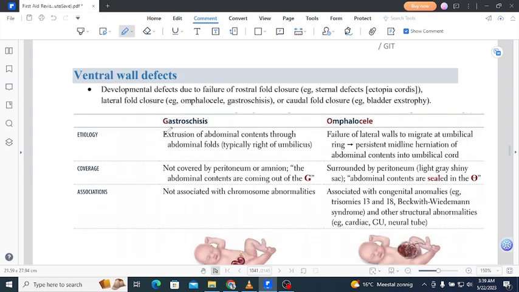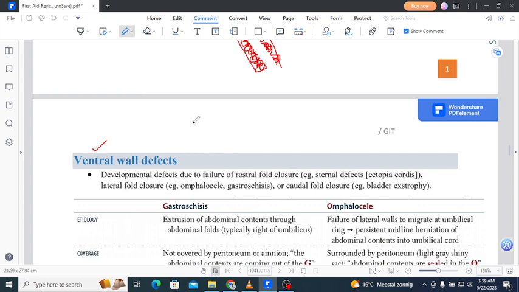The ventral wall defect. Ventral means anterior, so the anterior wall defects. How do you remember ventral as anterior wall? If I write it like that and then I turn it around, it becomes like an A. Yep, something like that. So ventral or anterior means it's one and the same thing. So the ventral wall defect is a developmental defect due to the failure of the rostral fold closure, for example, the sternal defects, ectopia cordis.